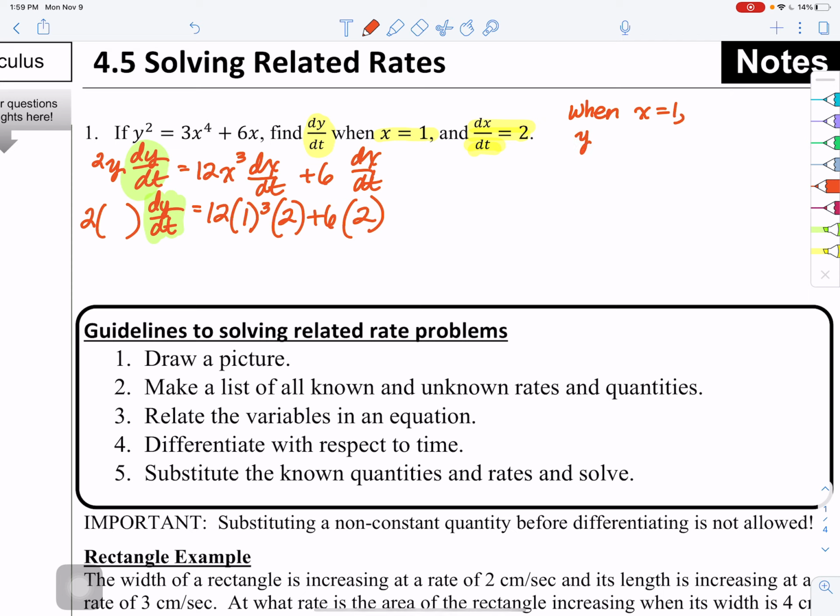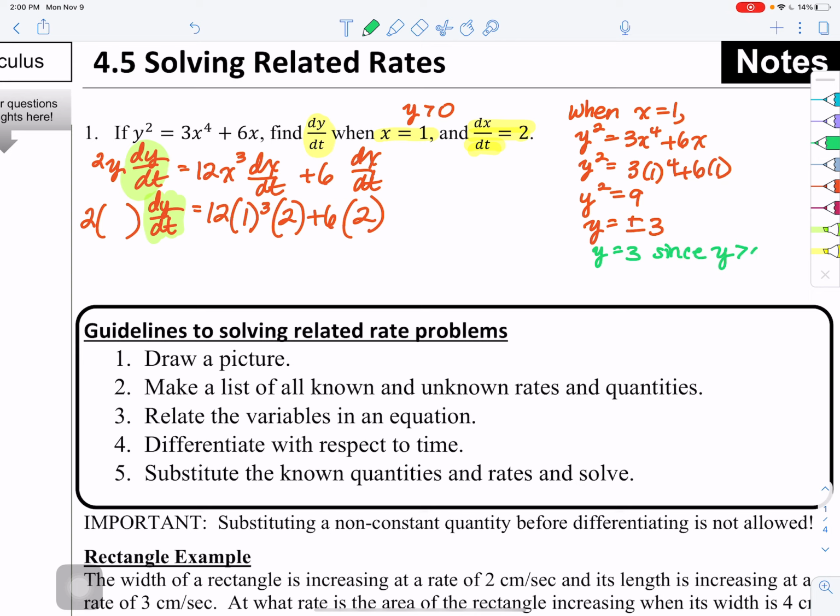So if we come over and take a look, when x is 1, going back into our original equation, we have y squared equals 3x to the fourth plus 6x. So plugging in x equal to 1, we get y squared equals 9 and y equals plus or minus 3. So you know what I'm going to do over here? We're going to use the value for when y is a positive value. So we're going to take y equal to 3 since y is positive, and that will be noted next time. So here's y is 3. If you have a situation going on where something is getting larger or smaller, you'll know which one to choose. In this case, I should have specified that.